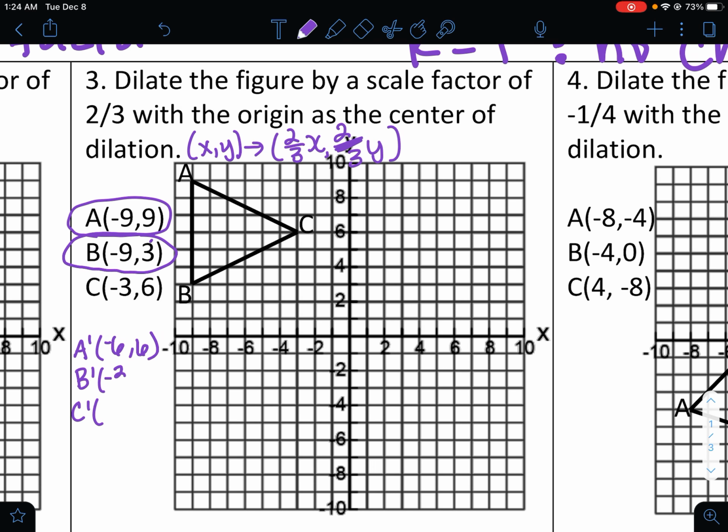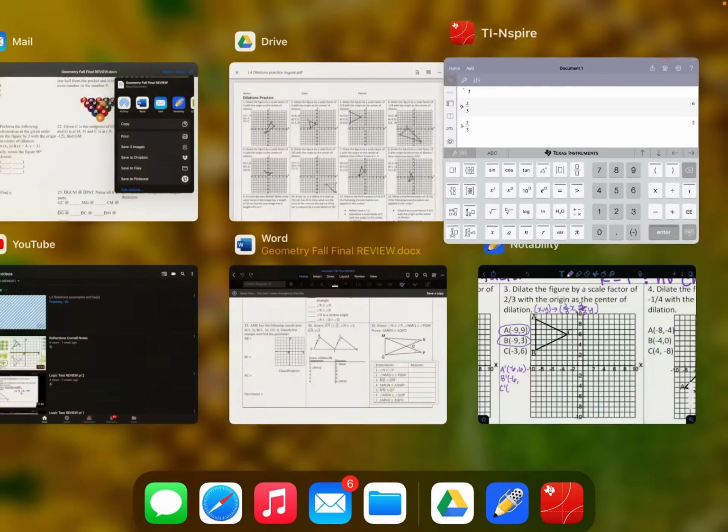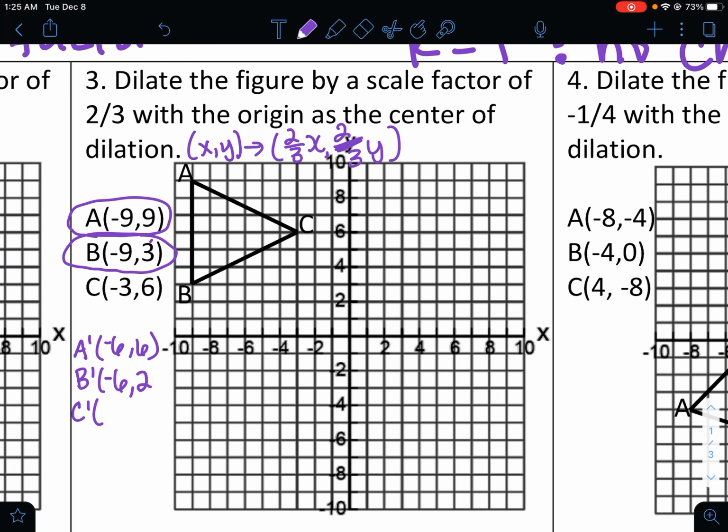So for b prime, that already starts with -6. Now 2/3 of 3, if you're not sure what it is, just come over here. So 3 times 2/3 is just 2. So if I multiply that on my calculator, I get 2. So that'd be 2 right there. So you can use the calculator to do this, is what I'm saying. And then for C, -3 times 2/3 will be -2, of course. And then 6 times 2/3 would be 4 if you multiply that on your calculator.